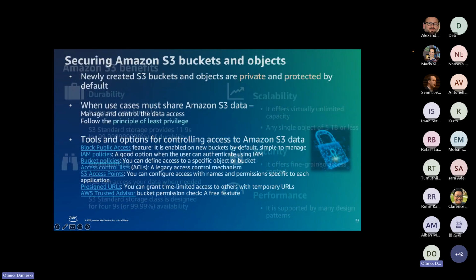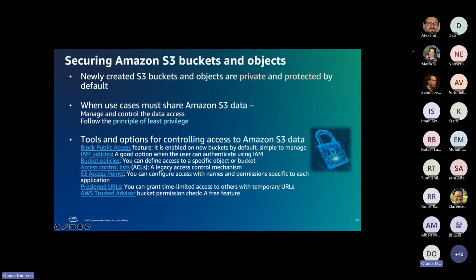Now, in terms of securing Amazon S3 buckets and objects, we have multiple ways to do that. By default, when you create a bucket, all the objects in the bucket are private, unprotected. So this is applying the principle of least privilege. We don't want to give public access to someone in S3, unless you're hosting a website. If you're hosting a website, you can have it public. But if you are storing sensitive data, you don't want to have the bucket public. You want to have it private, right?